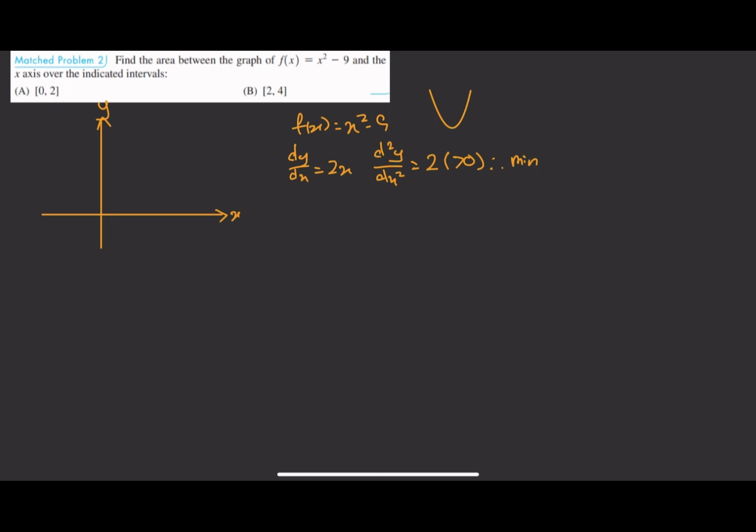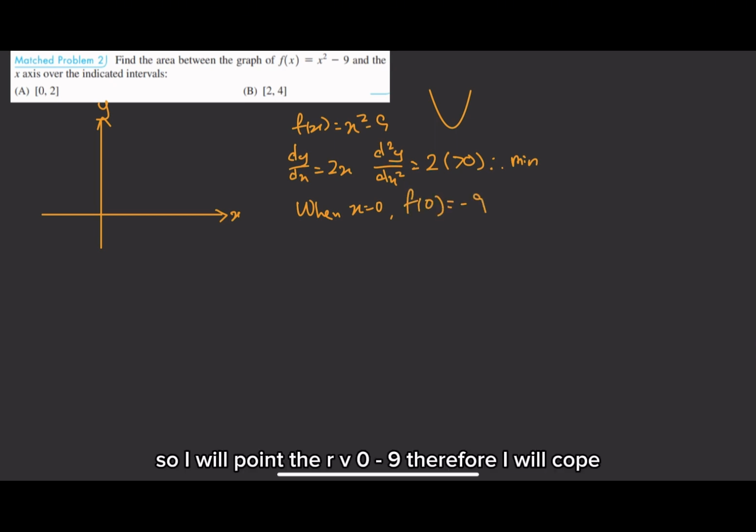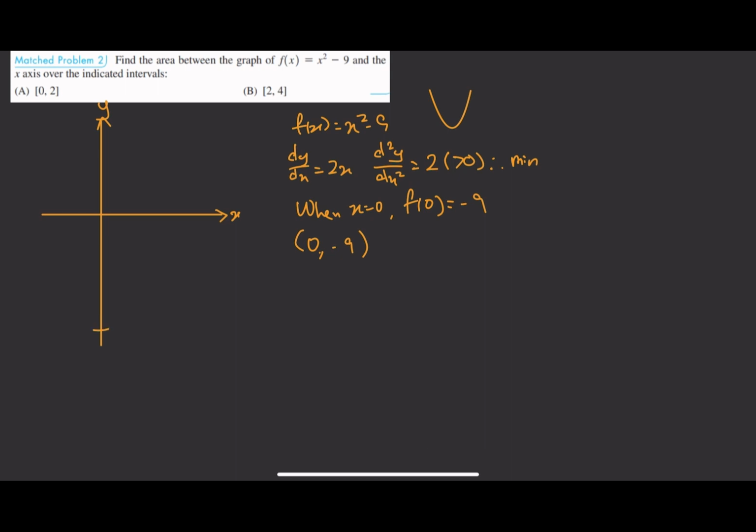The curve will look like this. Now, when x equals 0, f of 0 equals -9. So our point will be 0, -9. Therefore, our curve will most probably look like this. Let me extend this part. -9. Our curve will most likely look like this.